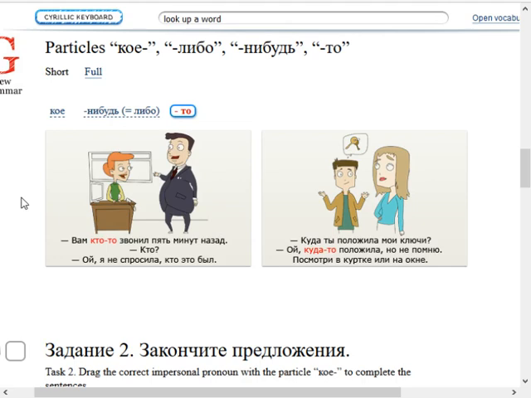Вам кто-то звонил 5 минут назад. So somebody called you 5 minutes ago. Кто? Who? Ой, я не спросила, кто это был. Oh, I didn't ask who it was.